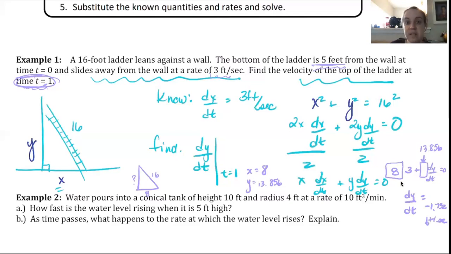Couple questions. Why is it negative? It's negative because it's going down. Yes, it's negative because it's getting smaller. That distance of the height is getting smaller. Therefore, it has a negative value. If we did this entire problem at, say, 2 seconds, we would have a different rate. If we did it at 3 seconds, you would have a different rate.